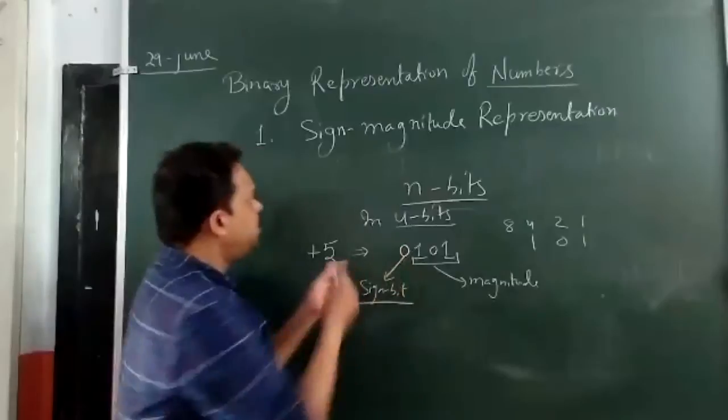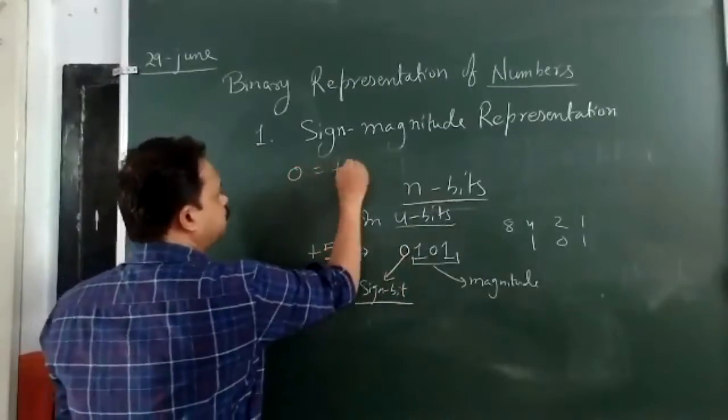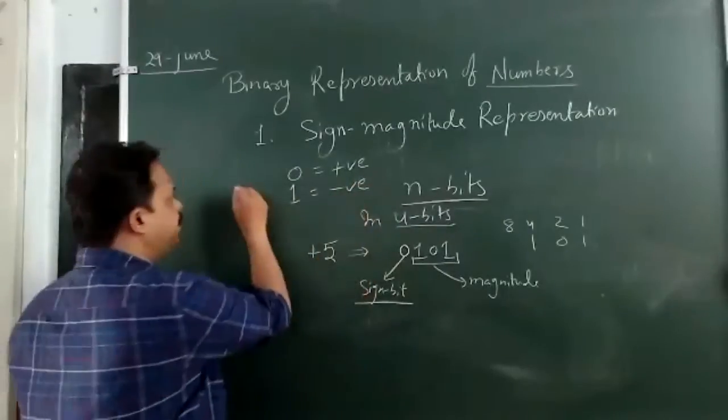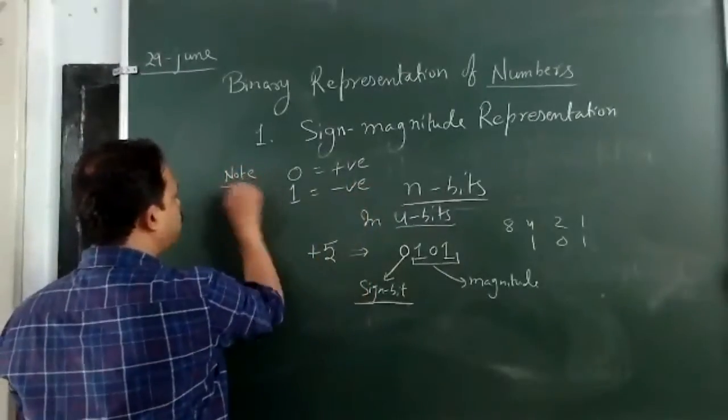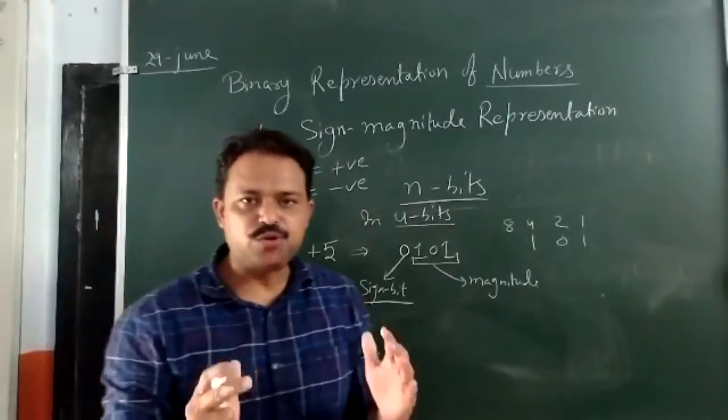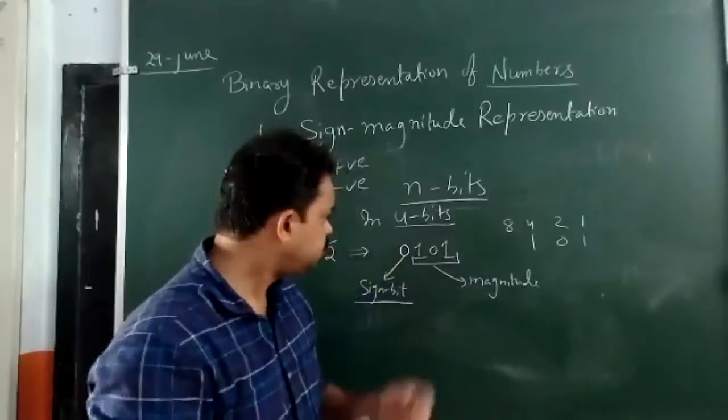So we are putting 0 for positive. We are putting 1 for negative value. Very important point. What I mean to say is, please pay attention here.